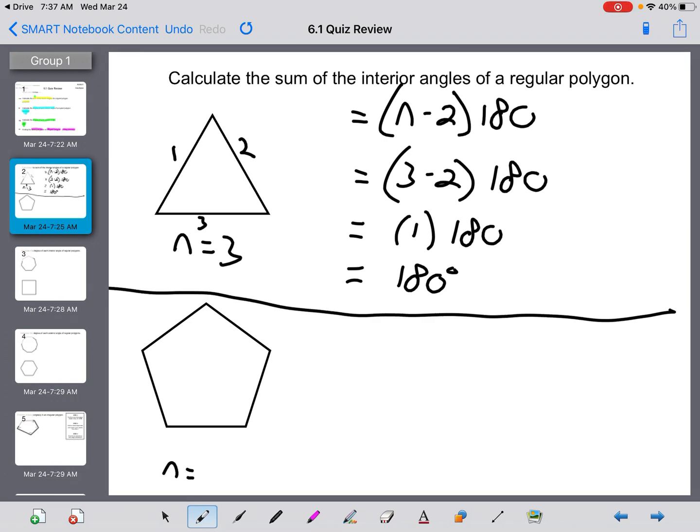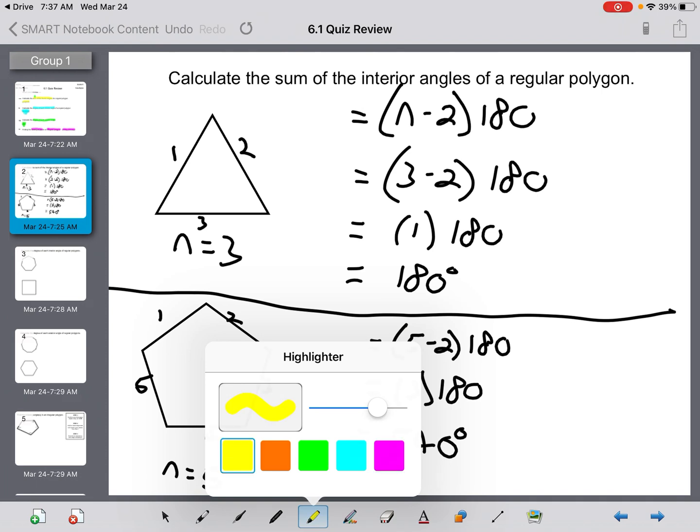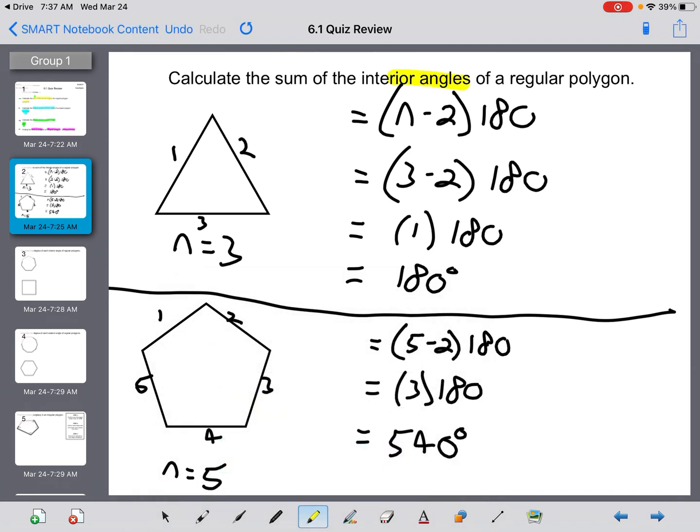Okay, if you go to your second figure, we have a pentagon, n is 5, so we get 5 minus 2 times 180, which is really 3 times 180, which is 540 degrees. So that is calculating the sum of the interior angles.